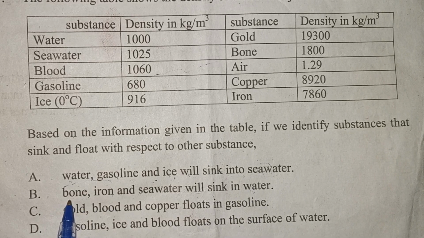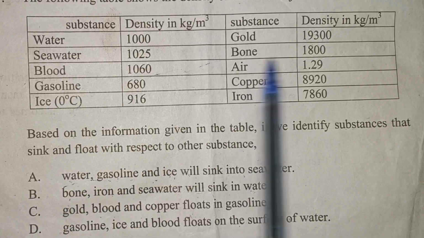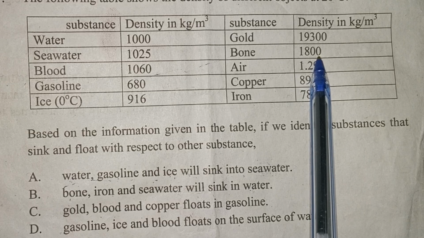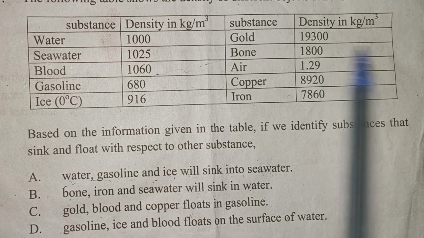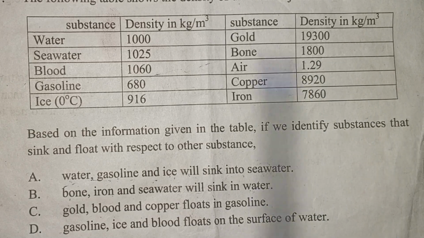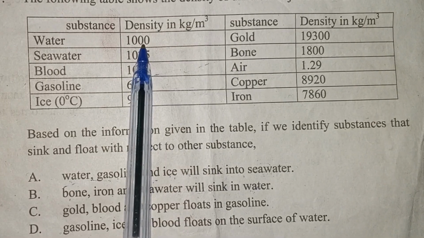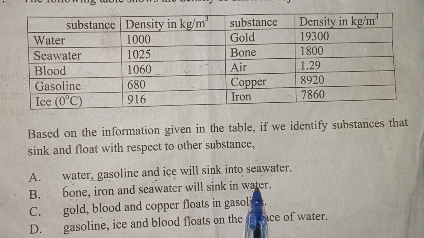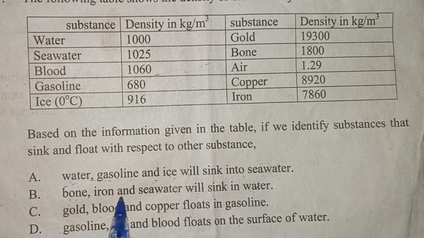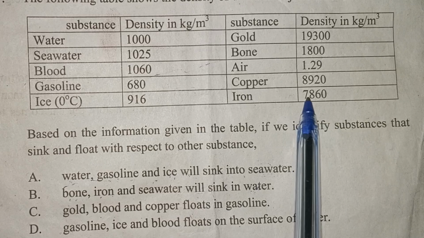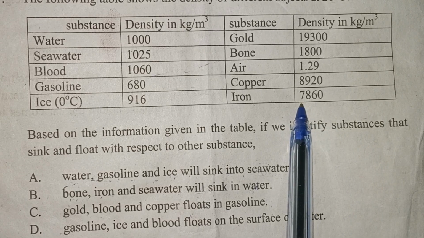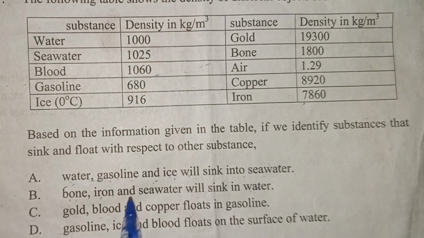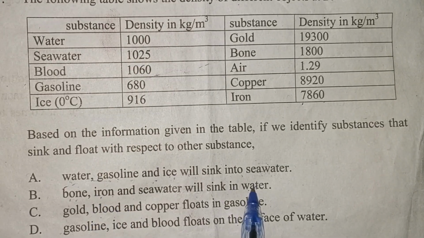So when we come to the bone, it has a density of 1800 kilogram per meter cube, which is greater than the density of water, which is only 1000. So the bone will sink in the water. It is true. When you compare, the iron also has a density of 7860, which is greater than that of the water. So the iron will sink in the water.